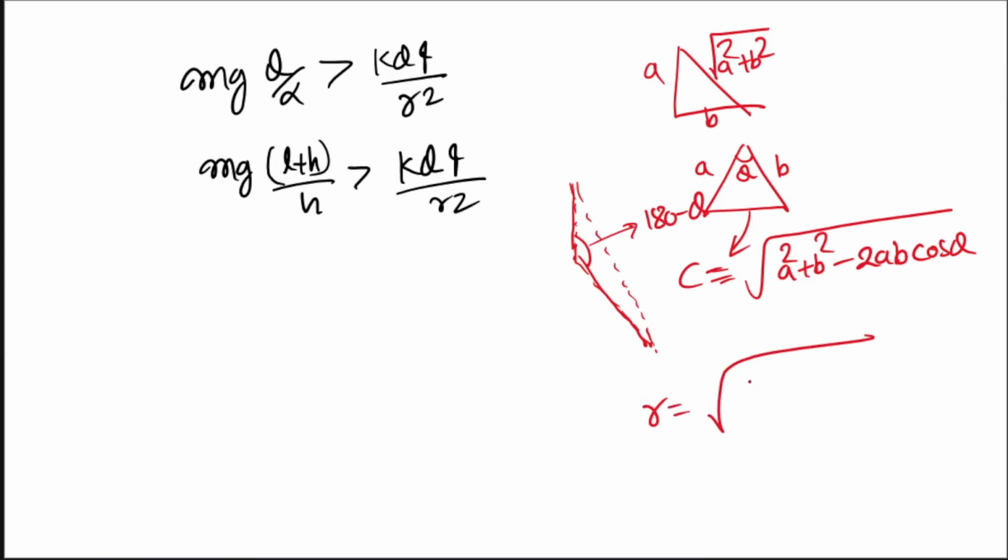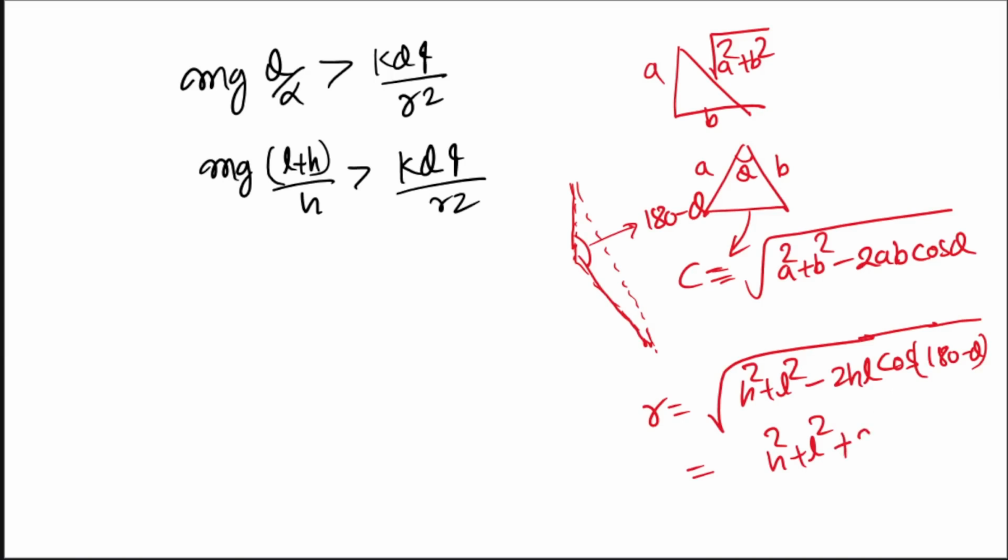It will be equal to h square plus l square minus 2hl cos 180 minus theta, that is the angle between h and l side. So this will become h square plus l square, and cos 180 minus theta is how much? This angle is in the second quadrant. In the second quadrant cos is negative, so this will become minus cos theta, so overall plus 2hl cos theta.